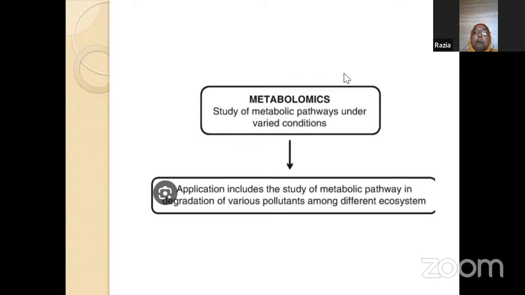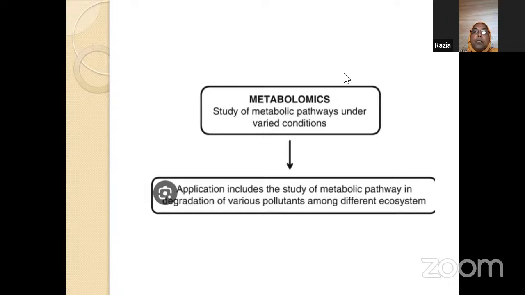How do we define metabolomics? Whenever a toxic pollutant is metabolized, it gets converted into various metabolites, and these metabolites depend upon the type of enzymes. For example, if phenol is present, then phenol will be converted into catechol, and then catechol will be converted into a ring cleavage compound. That ring cleavage compound will be further converted into smaller molecules. Likewise, any particular contaminant will be converted into simpler metabolites by the enzymes involved.